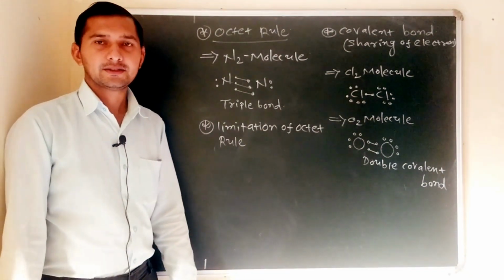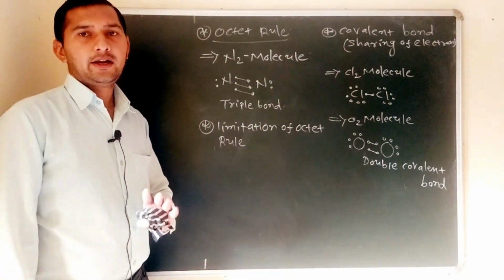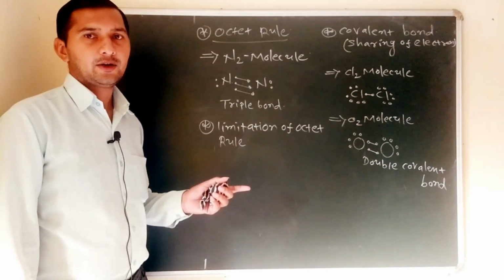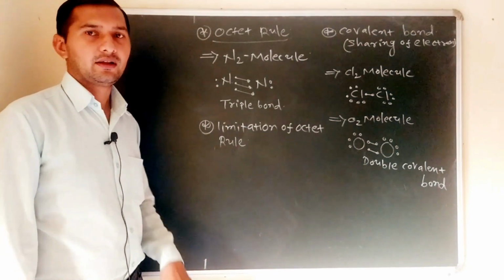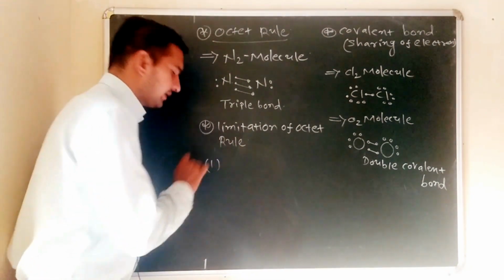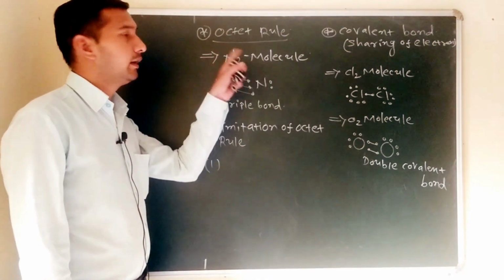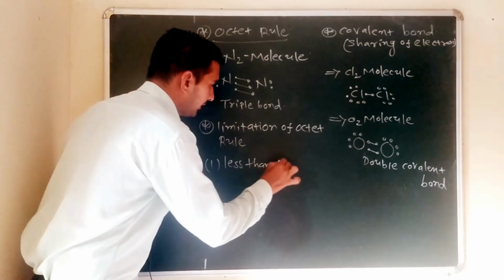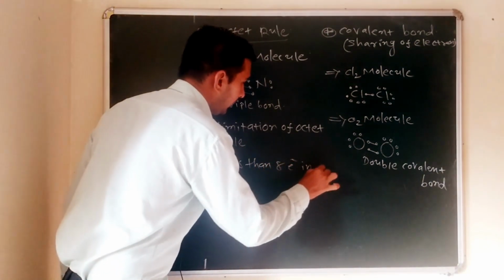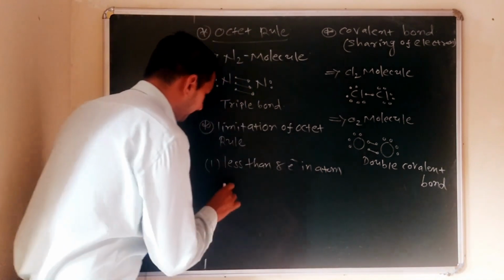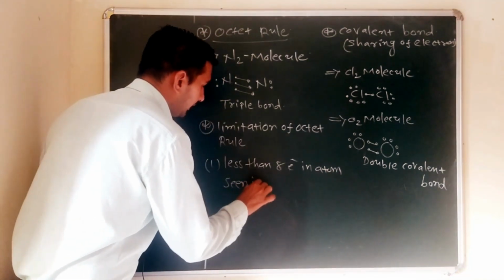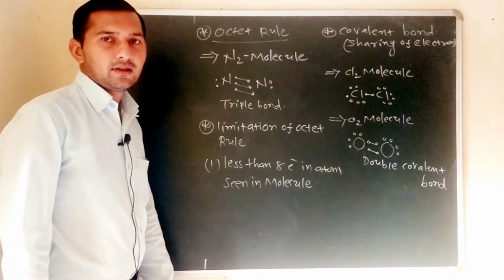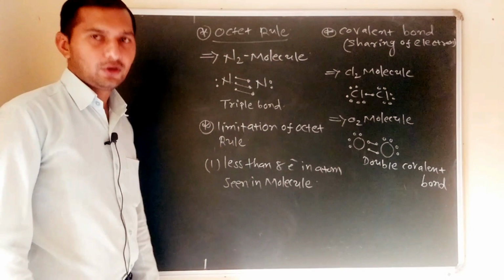So first we will discuss short electron, meaning less than 8 electrons seen in an individual atom in a given molecule, but even so it is stable. So we take the first limitation of the octet rule: less than 8 electrons in an atom seen in a molecule. An example is BeCl2, beryllium chloride.